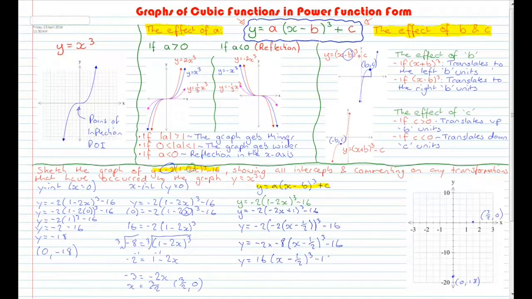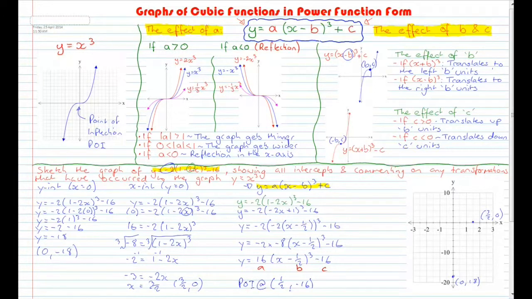cubed minus 16. Now you can see that what I've got is something that resembles our original form, that is y equals a(x minus b) cubed plus c. That is the one that you can see up here, where our a value is 16, our b value is equal to 1/2, and our c value is equal to negative 16. This means that the coordinates of my point of inflection will be at the point 1/2, negative 16. That's my point of inflection.